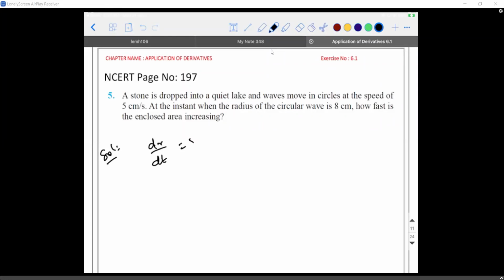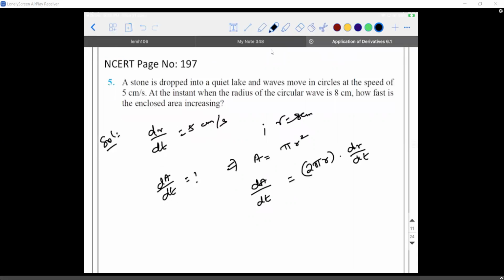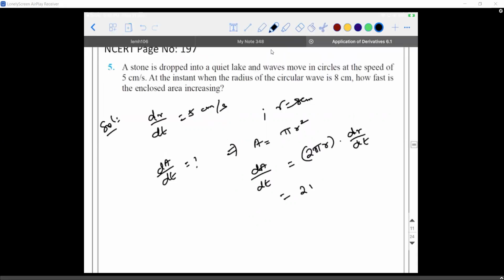dr/dt is 5 cm per second. When r is equal to 8 cm, how fast is the enclosed area increasing? Sir, I didn't take r as 8, sir. Mine is wrong. So dA/dt, let's try it out. Okay, try it again and see. 2 pi r into dr/dt. 80 pi, sir. That's right. 80 pi only.